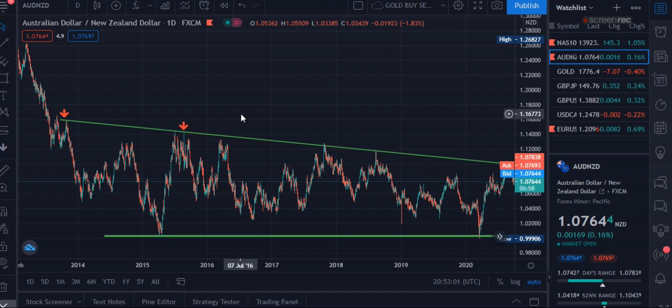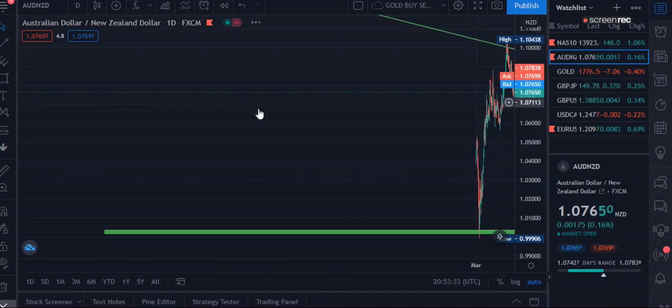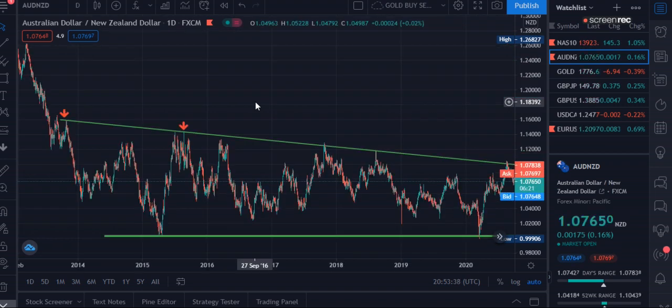Sorry, and we're going to be looking for a shooting star, a morning or evening star. I'm going to be looking for a bearish engulfing candle, and double top kind of patterns. All right. So if you see those patterns happening when price is approaching this area, then you are sure that price is most likely to drop.